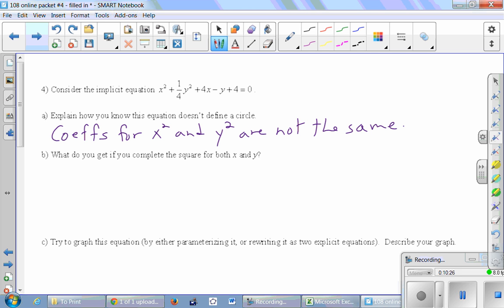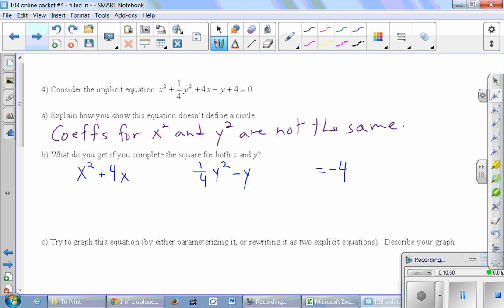B, what do you get if you complete the square for both x and y? Okay, well, we can complete the square even if it's not a circle. So let's try this. It'll be a little tricky because of that quarter. But in the beginning, it's the same process. Move the x terms to the side, move the y terms, group them together. And I will move that 4 over to the other side by subtracting 4.